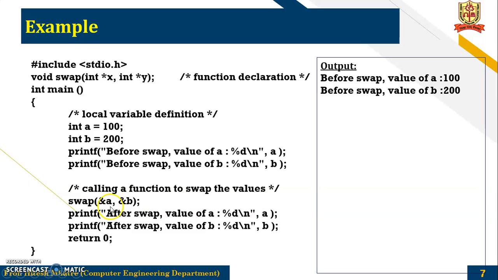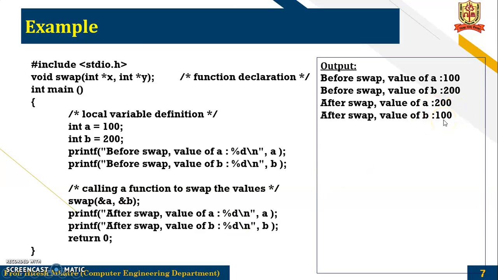Now see, whenever I'm passing the address, &a and &b, meaning address of a and address of b, the address of a and address of b is passed to x and y. Then x and y will change the values stored at the addresses of a and b. So after swapping, because of the address, the values held by a and b are swapped. You will get a equal to 200 and b equal to 100.